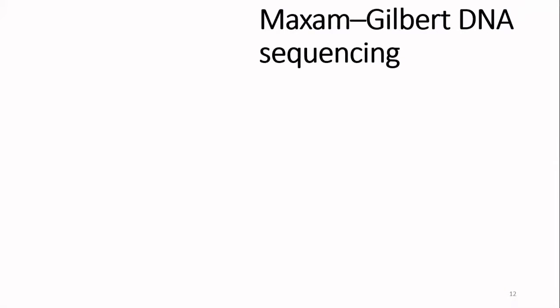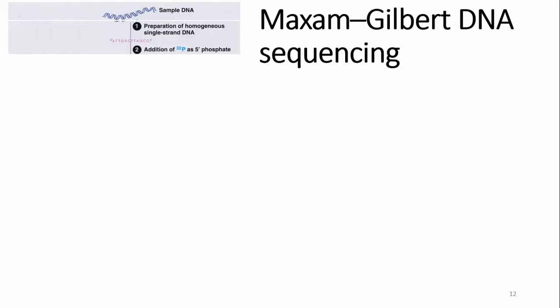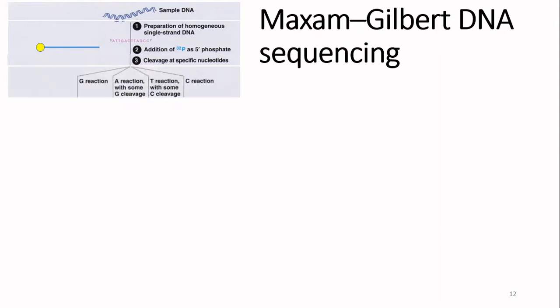First, let's talk about the Maxam-Gilbert method, the chemical cleavage sequencing. First, you need to get the sample DNA and make it single-stranded with the addition of a label at one end. Here, we are adding a P32 molecule and labeling the 5' end of the DNA strand that we need to sequence. Then, the DNA strand is exposed to base-specific damage, or the DNA strand is cleaved at specific bases with the use of several chemicals.